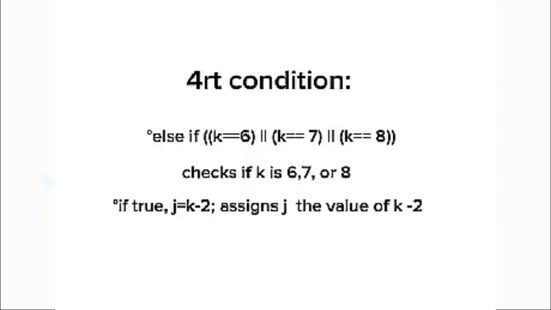The fourth condition is else if. If key is 6, 7, or 8, calculate g as key minus 2. Then it checks if key is 6, 7, or 8. If true, g is assigned the value of key minus 2. If key is 7, then g will be 7 minus 2, which equals 5. And if key is 8, then g will be 8 minus 2, which equals 6.